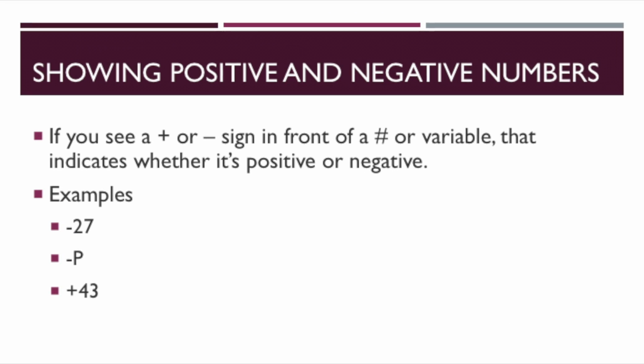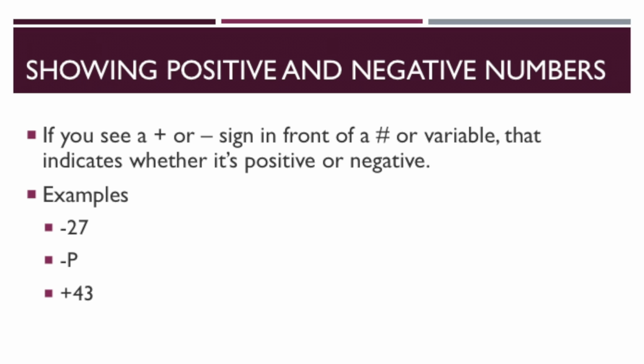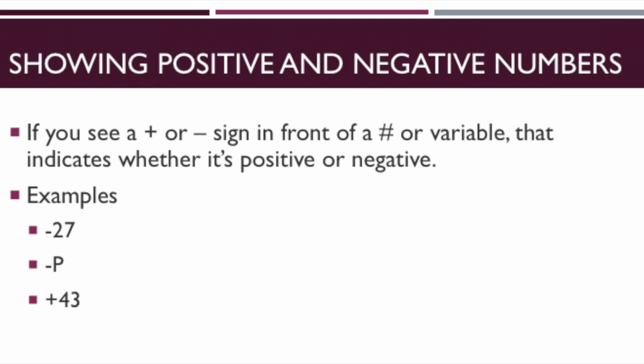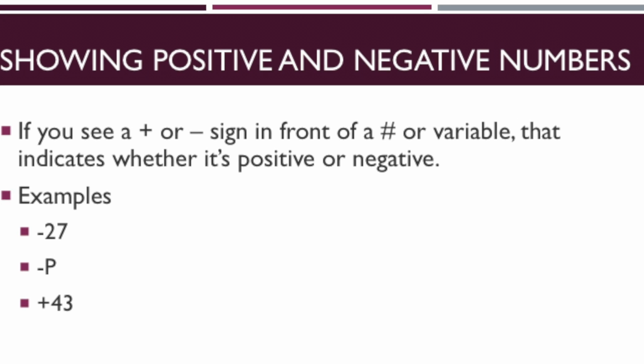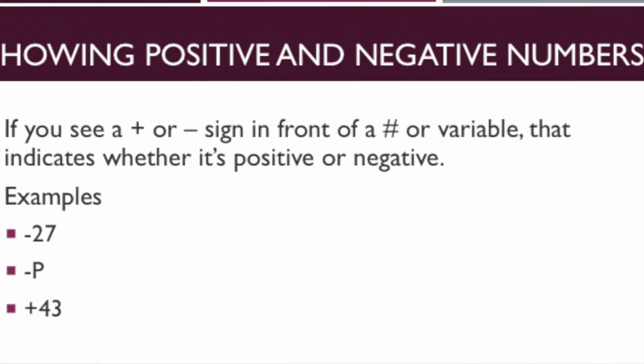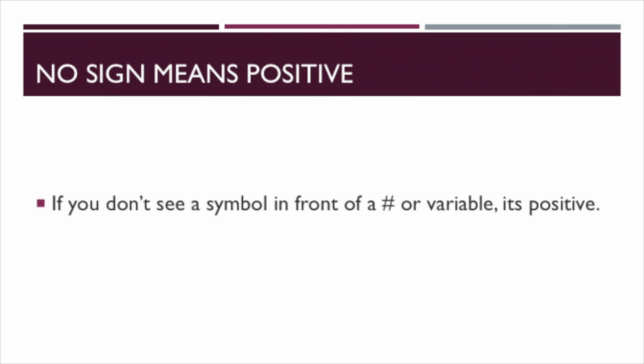If you see a plus or minus sign in front of a number or variable, that indicates whether it's positive or negative. So an example might be negative 27 or negative p or positive 43. Now, there's a presumption when dealing with equations in algebra that if there's no symbol in front of something, it's always positive. So if you see 27 or 3 or p and there's no symbol on the left of it, that means that it's a positive number.